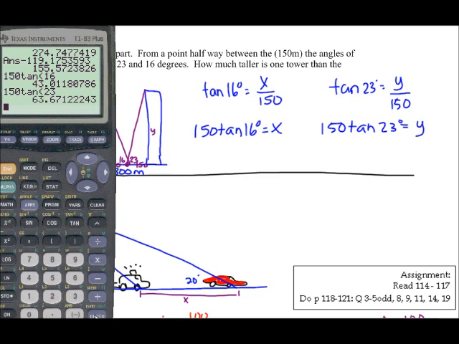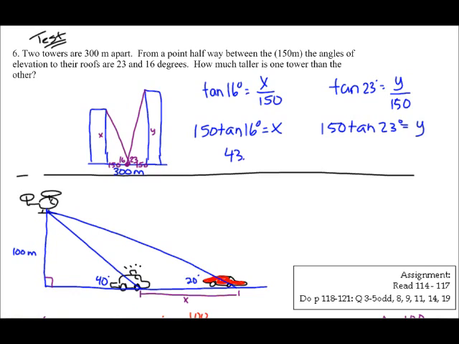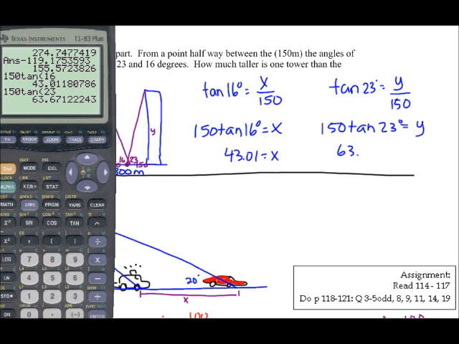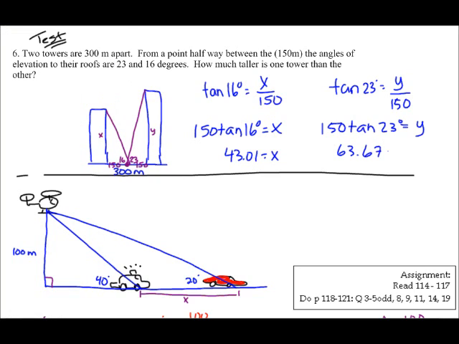To get the difference of their heights, what would you do to that? So now that we know the two heights, 43 and 63, how would you get the difference in their heights? You subtract the small one from the big one. So it's going to be about 20, if I said to the nearest meter. 21 to the nearest meter. So the difference would be 21 meters, right? We'd subtract 43 from 63. So that's how we would solve that.